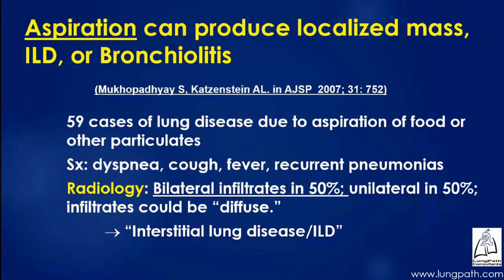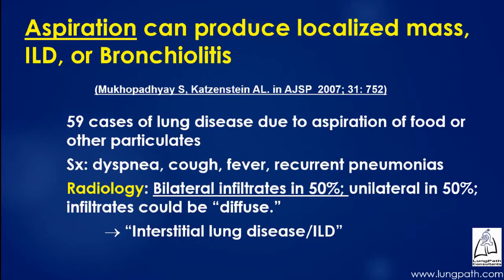Well, we do come to aspiration now. Aspiration is a common thing. Yours truly has aspiration every once in a while. Aspiration can produce a localized mass, an interstitial lung disease, or a bronchiolitis, or everything in between. And in this study from Mukhopadhyay in 2007, we can get some information about that. There were 59 cases of lung disease due to aspiration of food or other particulates, and in all of those cases, the food or other particulates was identified in the biopsy.